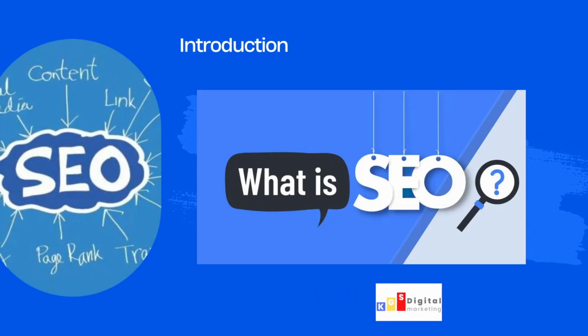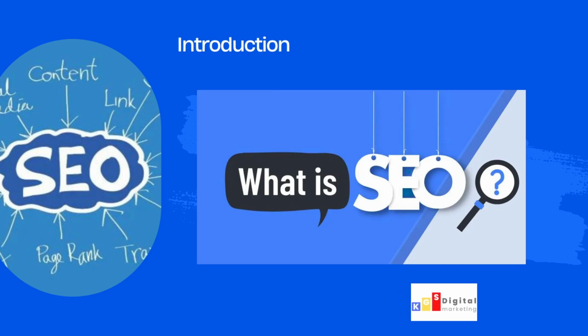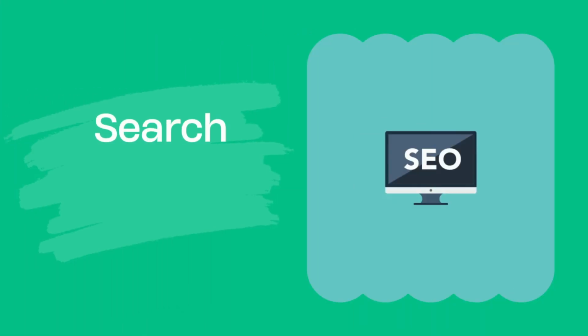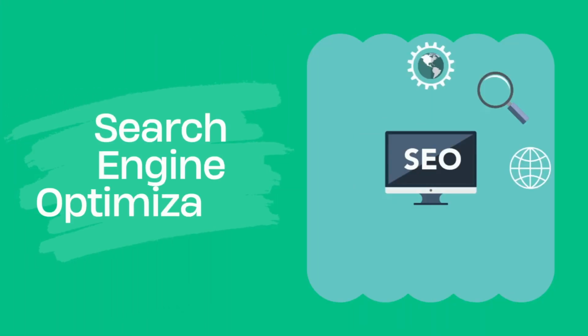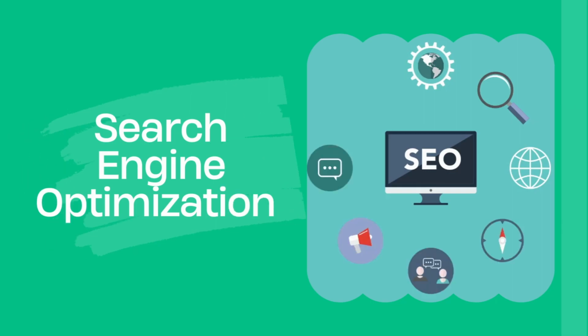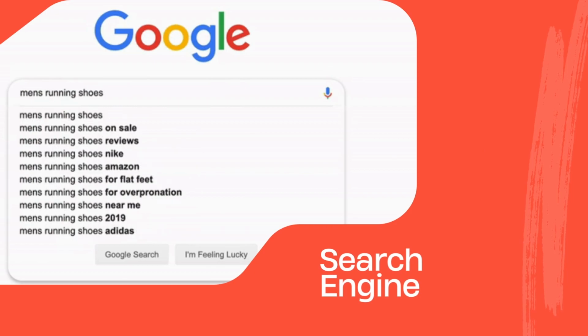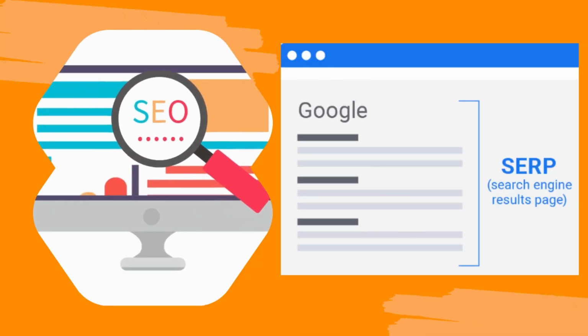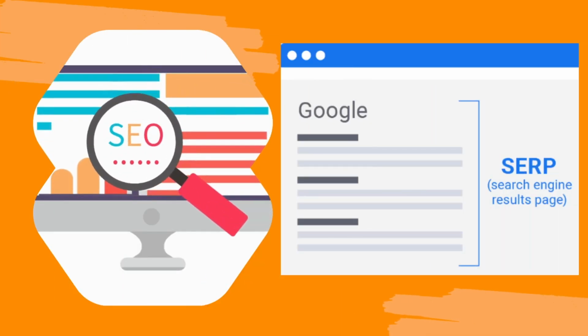In this video, we are going to see about what is SEO. SEO stands for Search Engine Optimization. Let me explain it in a simple way. Let's take a popular search engine called Google. When we search for, for example, men's running shoes, it will show some of the results in the page called SERP, that is, search engine results page.